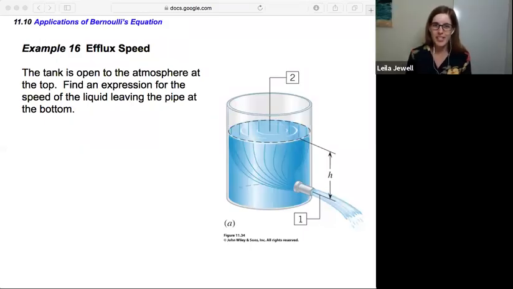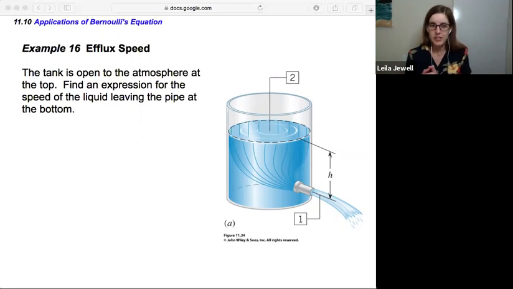Section 11.10, applications of Bernoulli's equation. To be fair, we already started the section in the last video. This is primarily the example known as efflux speed. Efflux speed, by the way, is just a fancy way to say speed of liquid leaving a pipe. So it's an oddly specific term, but you can think of it as an exit speed, if you will.